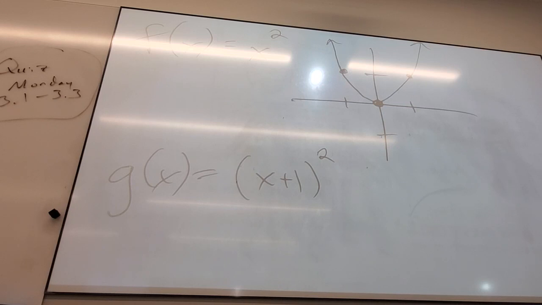What do I have to put into F? What do I put into F to have the output be 0? 0. You guys with me? So I put 0 into F to have the output be 0. What do I have to put into G so the output is 0? -1. Every input into G has to be 1 less than it was before, because the first thing G does is it gives it 1.